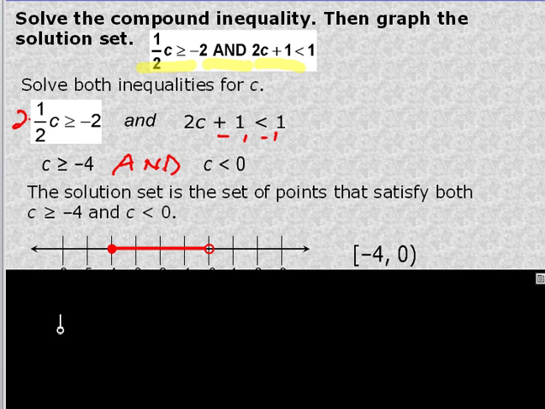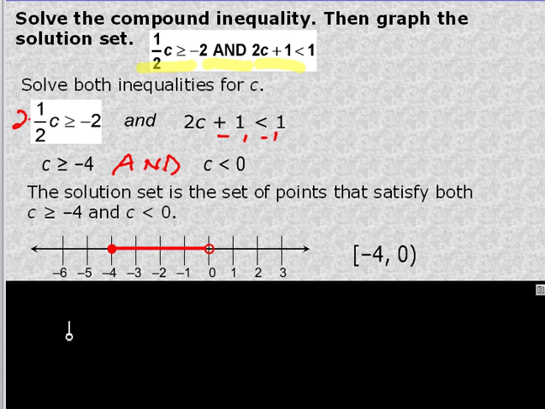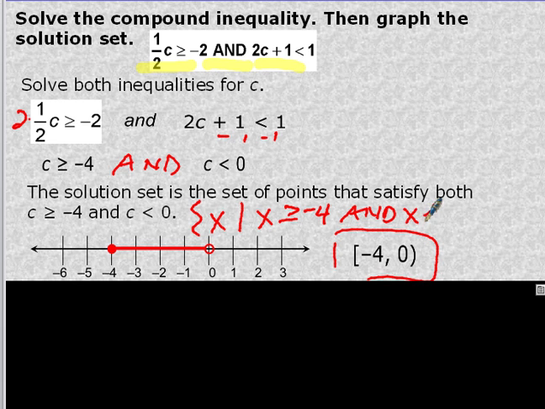So the solution in interval notation looks like this, or you can say x such that x is greater than or equal to -4. Actually, it should be c, but it doesn't matter. And x less than 0. If you graph it, it's going to be this space here between -4 and 0.